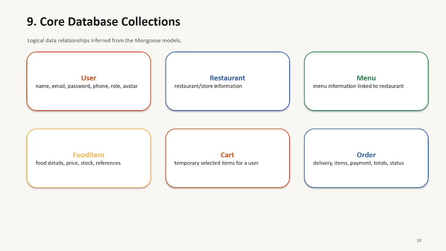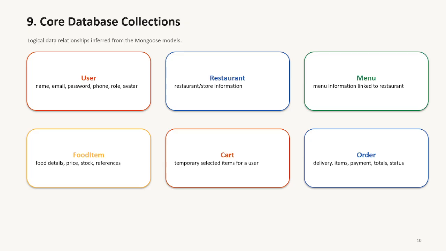The third collection is menu. Each restaurant has its own menu. This collection stores menu information. The fourth is food item. It stores food name, price, category, description, and stock quantities. The fifth collection is cart. Whenever the customer adds an item before checkout, the information is temporarily stored in this collection. Finally, the order collection stores completed orders.